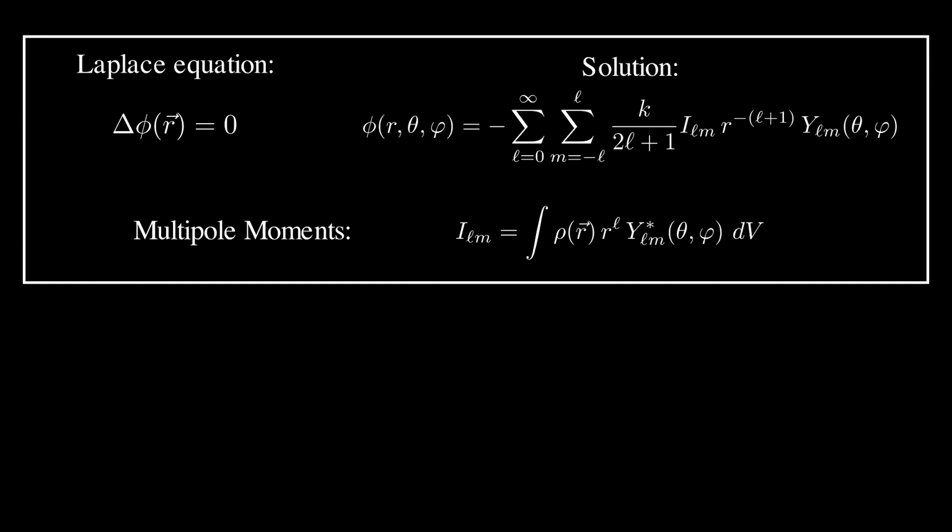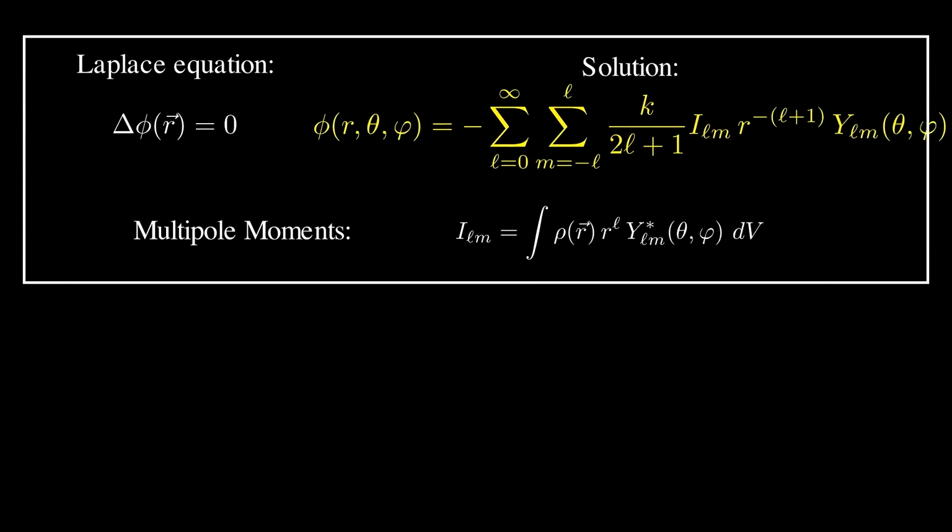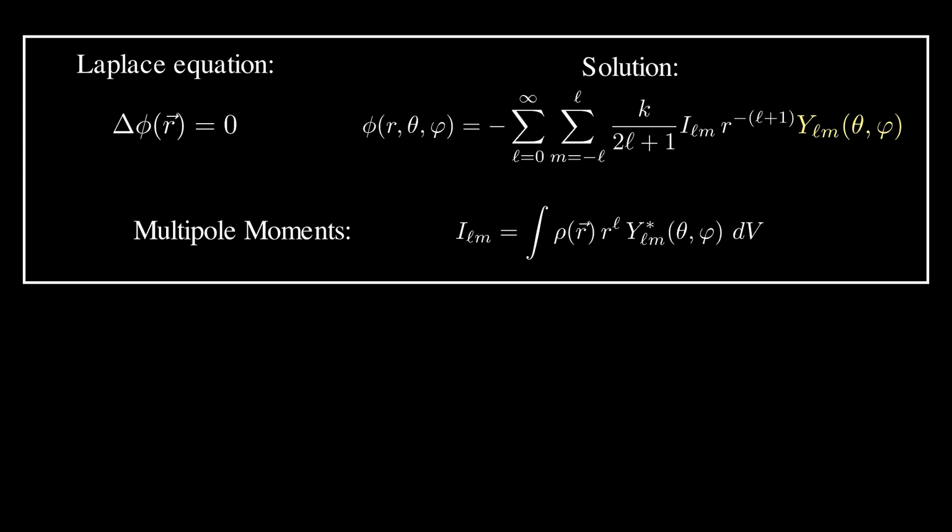So let us summarize the solution to the exterior field of a density distribution. It is given by the expression on the right, which involves spherical harmonics and constants ILM. These constants, which involve an integral of the spherical harmonics over the entire density distribution, are called the multipole moments. Each density distribution has its own set of multipole moments that describes it.